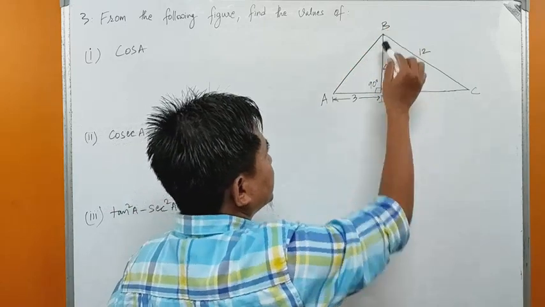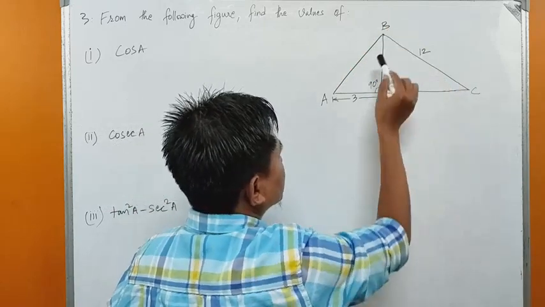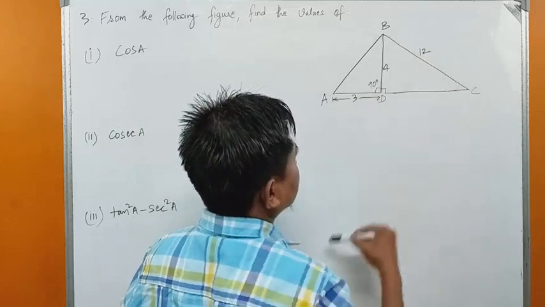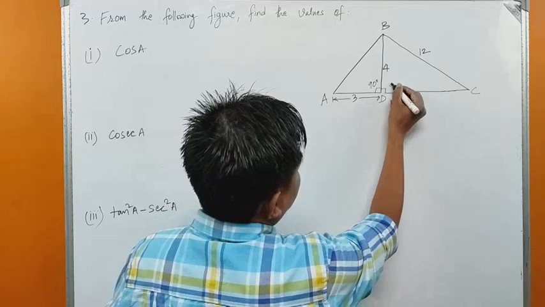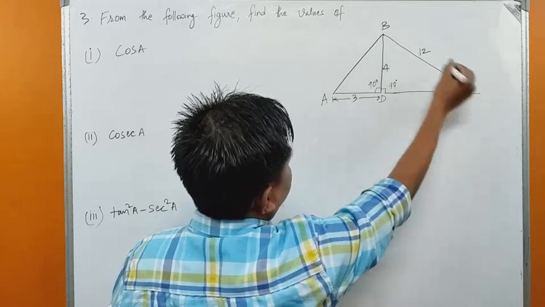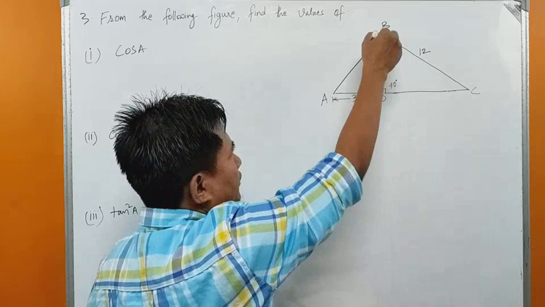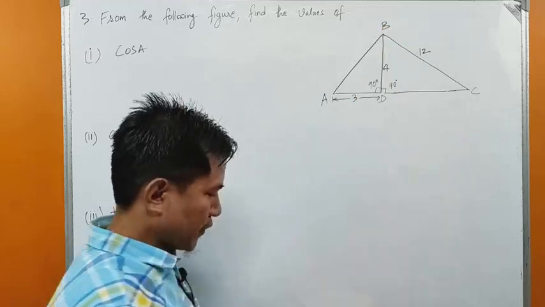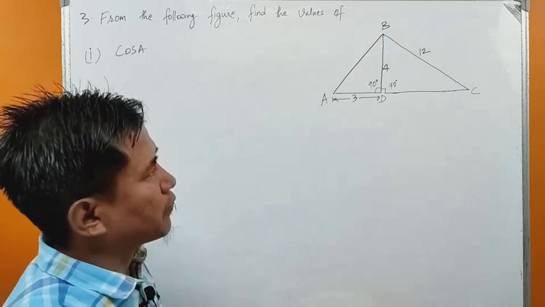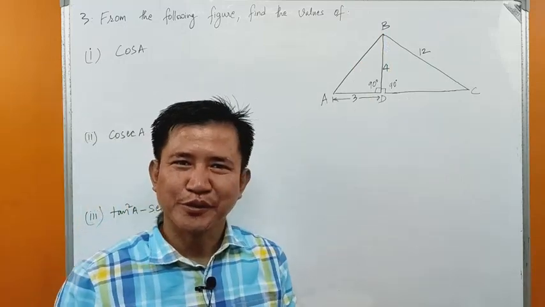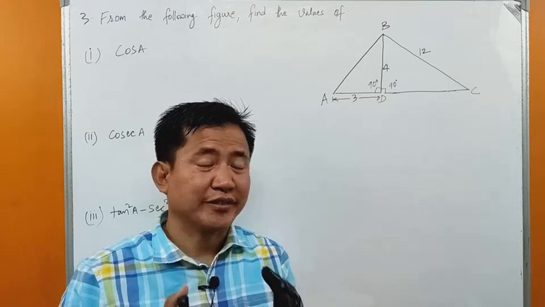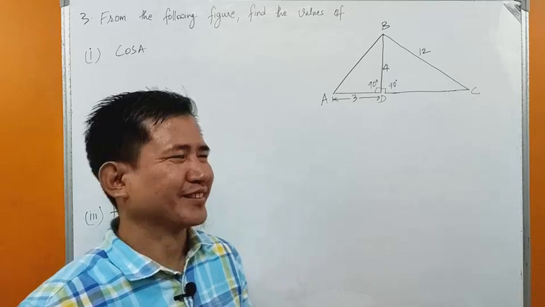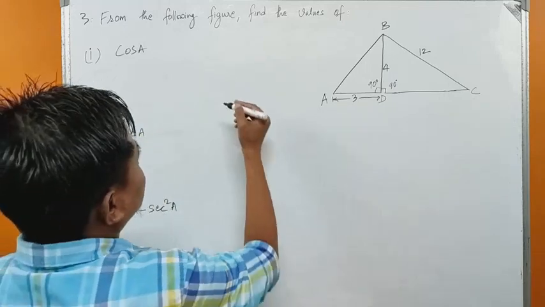Again, in triangle BDC, BD is common to both the triangles, isn't it? In BDC, we have hypotenuse, the longest side 12, because opposite to 90 degree is the hypotenuse. And we have perpendicular BD, but we don't have base DC. So we will find DC by applying Pythagoras theorem, because we know that applying Pythagoras theorem, we can find the value of the third side if two sides of a right angle triangle are known to us, isn't it? So let's begin.